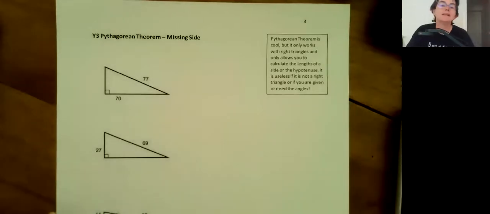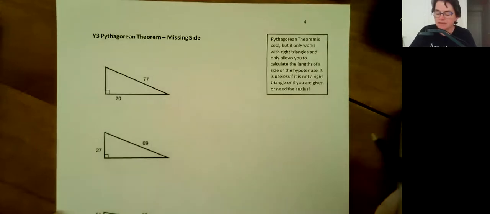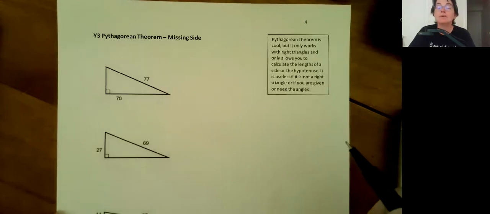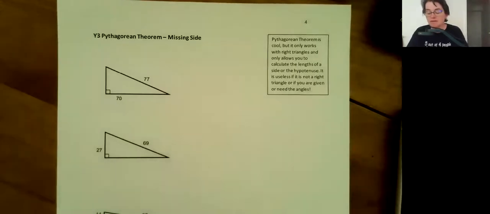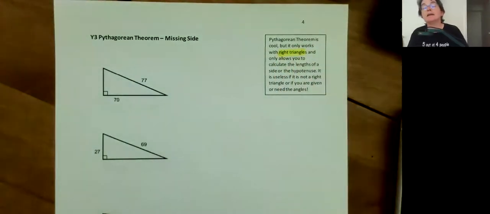Hi there, here is yet another video on the Pythagorean theorem, but this time we are looking for the missing side, not the hypotenuse, which was the topic of the last video. And I put a very cool little comment here to remind you that the Pythagorean theorem is indeed cool, but it only works with, first of all, a right triangle. If you do not have a right triangle, you are not allowed to use Pythagorean's theorem.